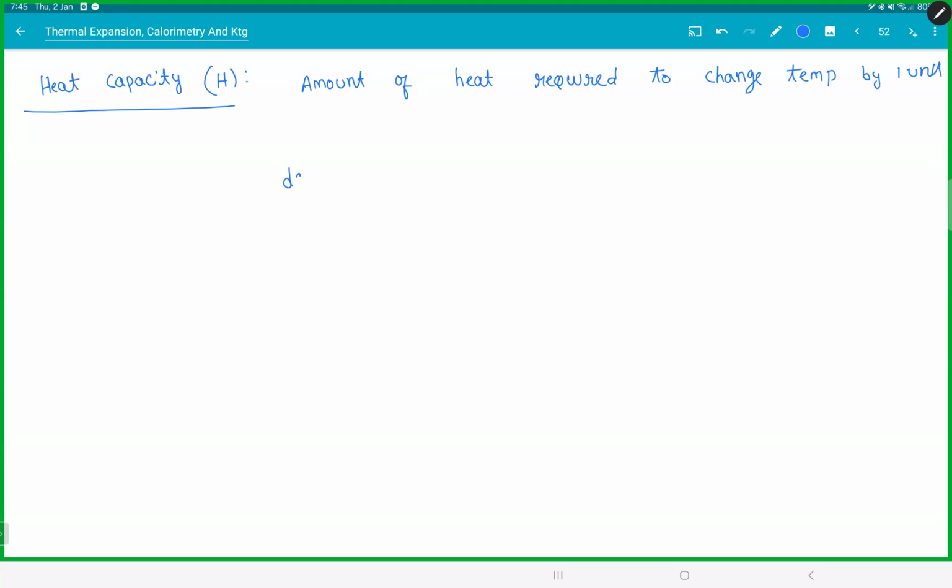So in the formula dQ equals m s dT, we replace m s with H. So heat capacity is nothing but m into s. Specific heat capacity is s. Heat capacity is m into s.